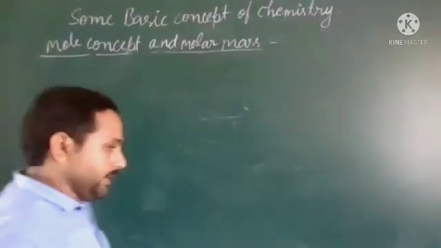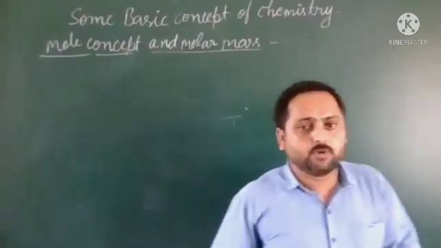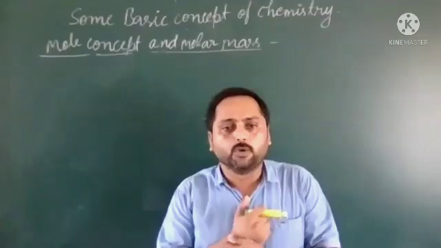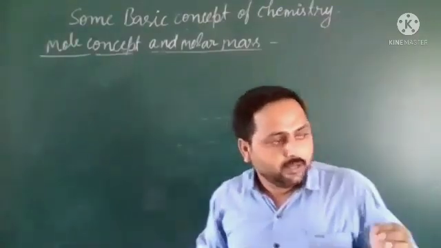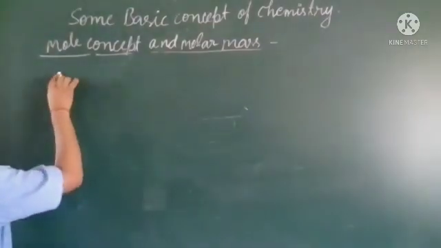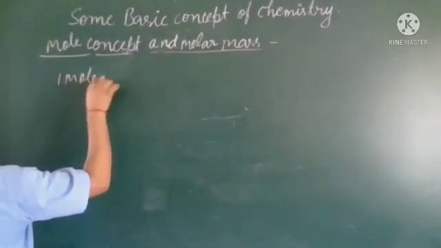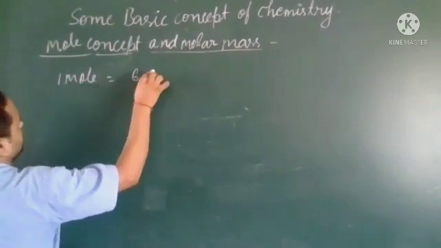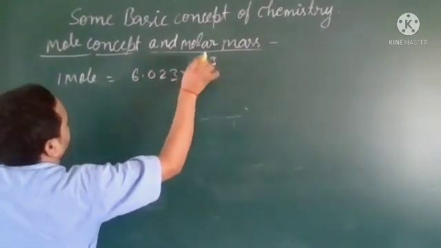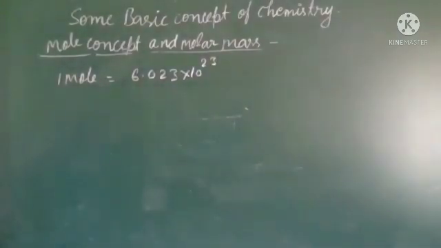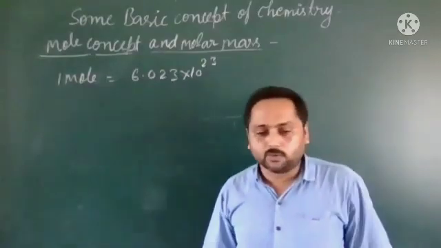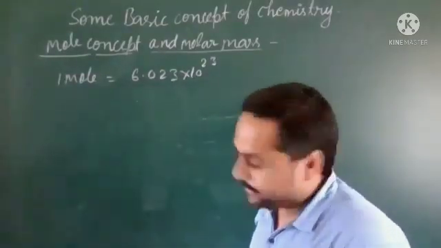What is a mole? You might be excited to know what is a mole and what is its value. So mole is just a numerical value. If we write 1 mole, 1 mole equals 6.023 × 10^23.